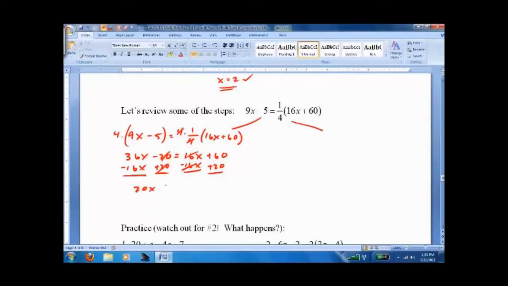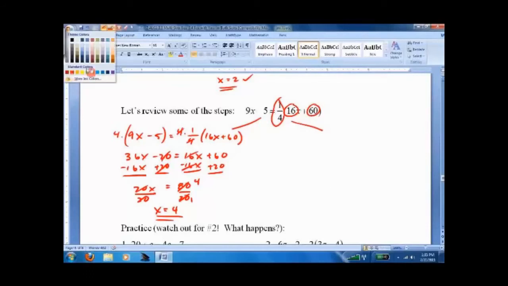Subtract 16x, add 20. 20x equals 80. Divide by 20. X equals 4. And I am going to check that, just not right away. Now, if you had looked, you would have seen that 1/4 actually divides 16 and 60 evenly. So you could have done that one first.